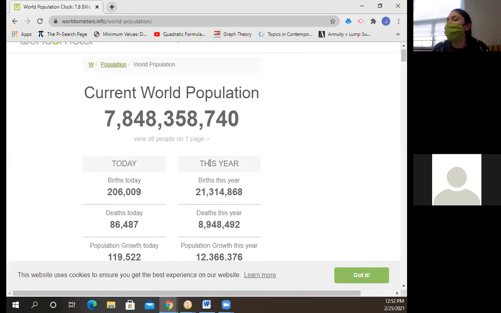So we can see those numbers just for today, as well as for this year to date. So we're almost 2 months done with 2021. These are how many people have been born this year. These are how many people have died this year. And then again, our numbers just for today. So we're going to start today by taking a look at how many births we see over the course of a minute, as well as how many deaths we see over the course of a minute.